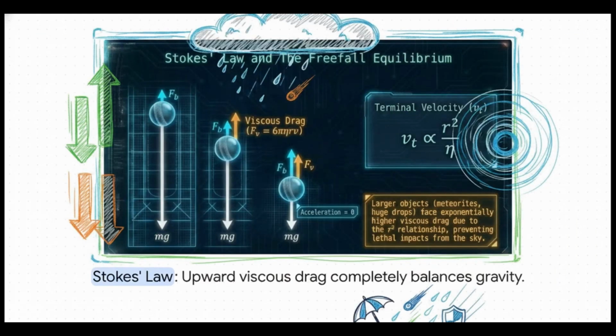Believe it or not, this internal friction is our ultimate protector. Stokes' law calculates this viscous drag on a falling sphere. If you look at the formula, you'll see it relies heavily on the object's radius squared. This means larger objects, like falling meteorites or massive raindrops, face an exponentially higher viscous drag pushing up against their downward weight. Eventually, this upward drag perfectly balances gravity, resulting in an acceleration of 0. We call that terminal velocity, and it's what prevents a completely lethal impact from things falling out of the sky.